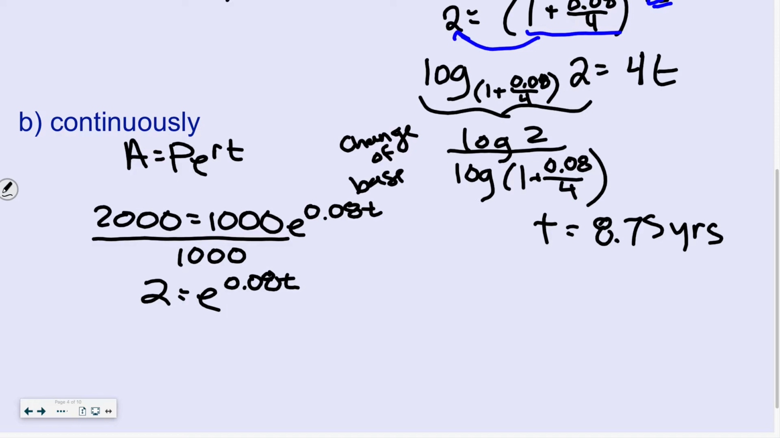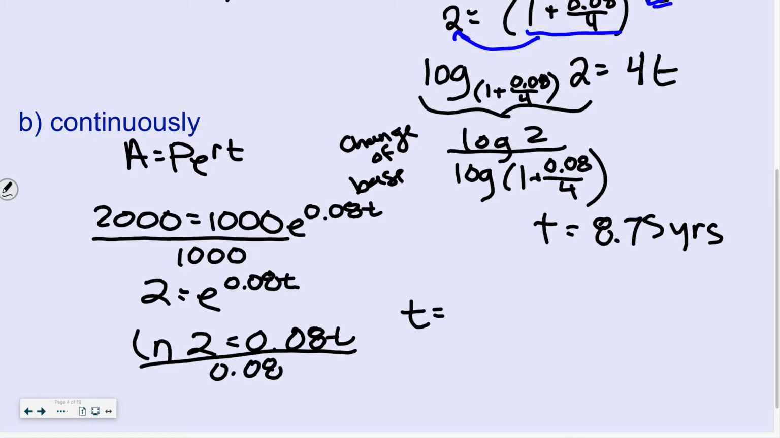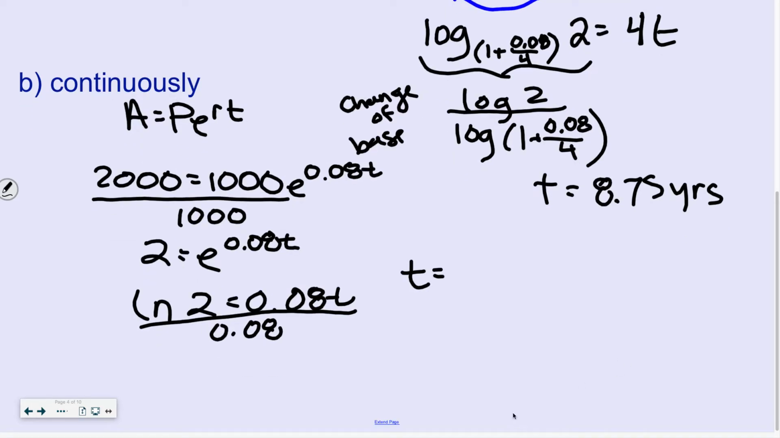What if you were going to triple your money? What would happen right there? It would be 3 because you're dividing by the original amount. And then now you can rewrite it as a log. This time it'll be a natural log of 2 equals 0.08t. And then this time divide by 0.08. So can someone give me their years for compounding continuously? 8.66.